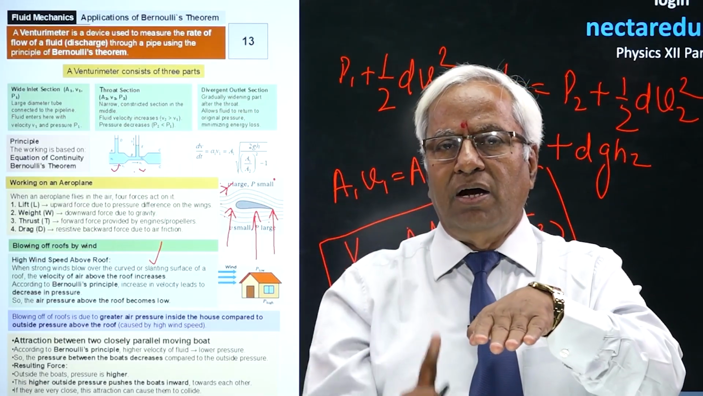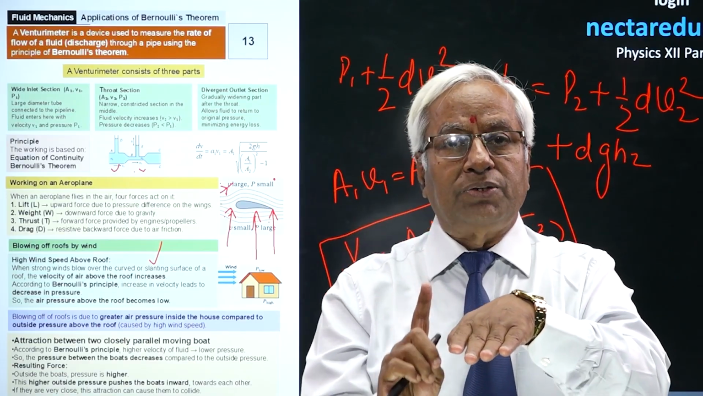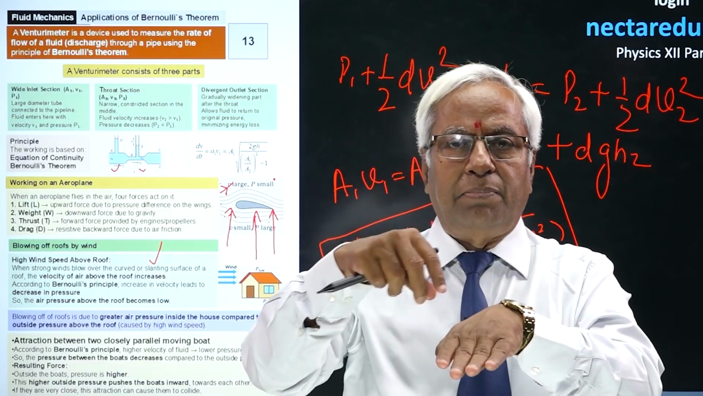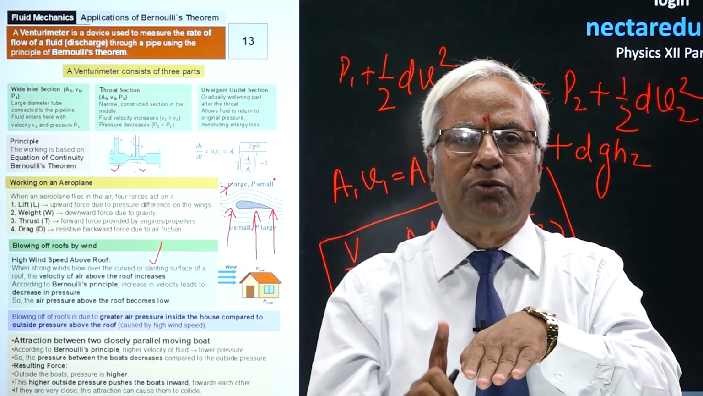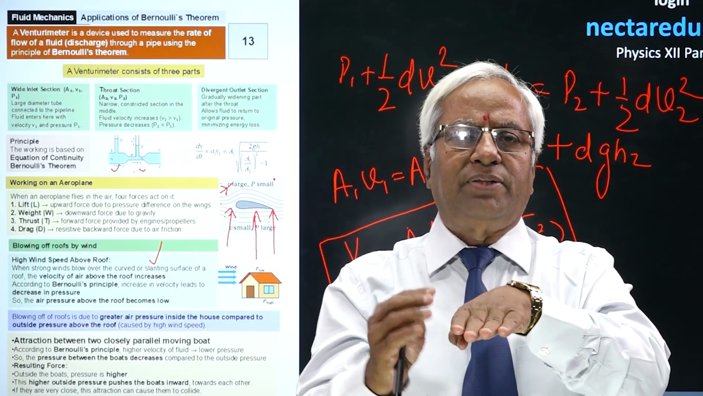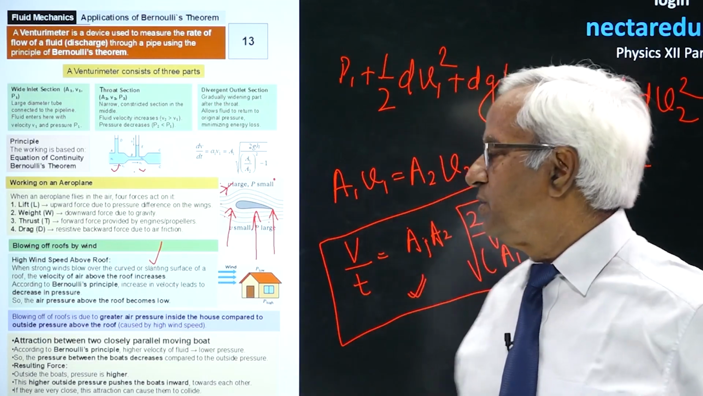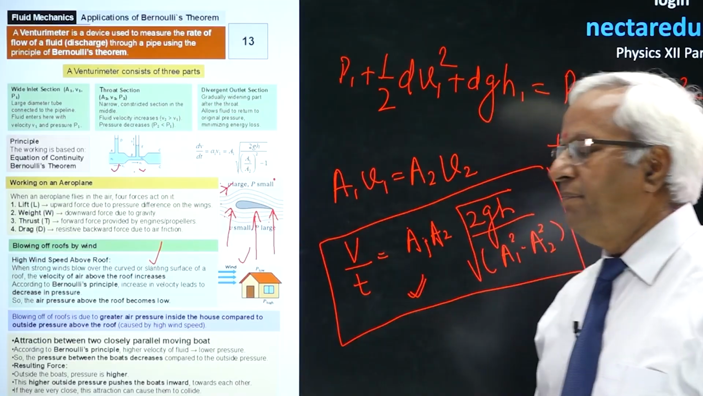Again, the same thing, a pressure difference has developed across the two faces of the tin. Below it is greater, above it is smaller. A force will be developed from higher pressure to lower pressure. This will make this tin shed fly away. That's why in a storm, tins fly away, roofs fly away.